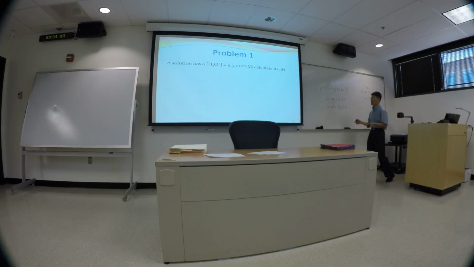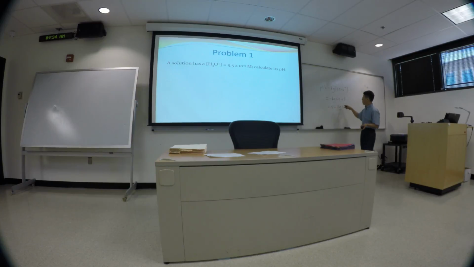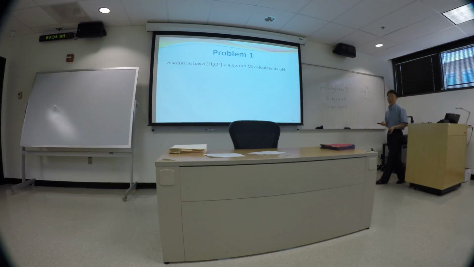I thought I had the answer on the slides there. So it's going to be 4 point something. Log 5.5 is probably somewhere around 0.3, 0.4. So 5 minus log 5.5 is going to be 4 point something, meaning this solution is acidic, since it is less than 7.